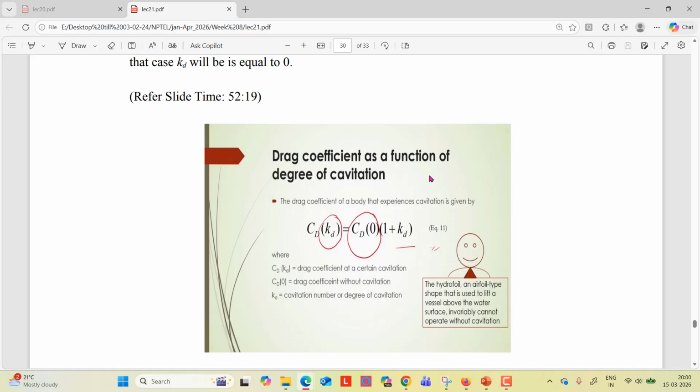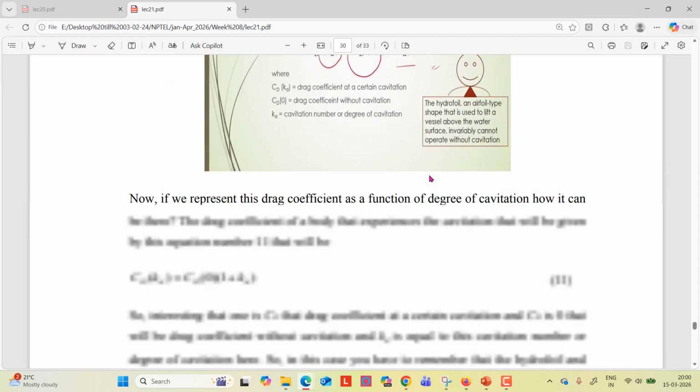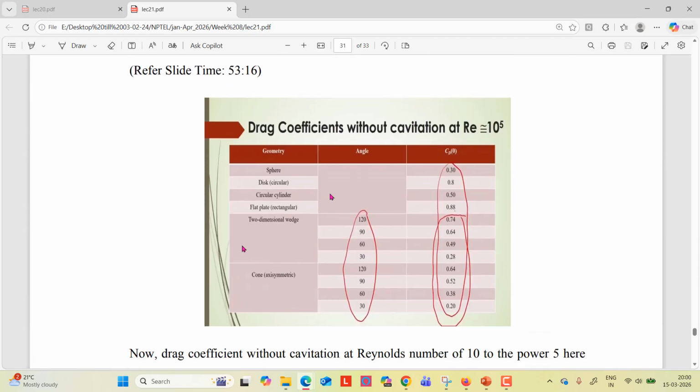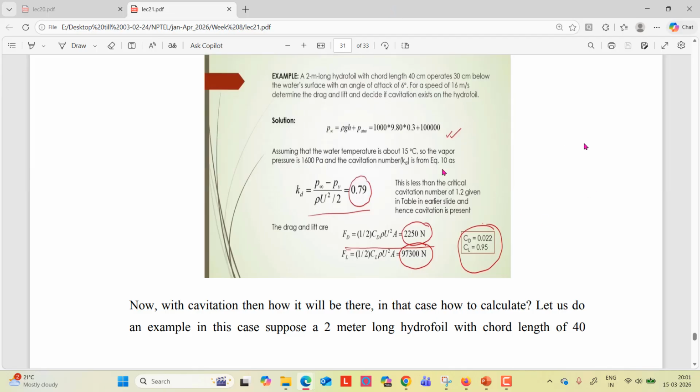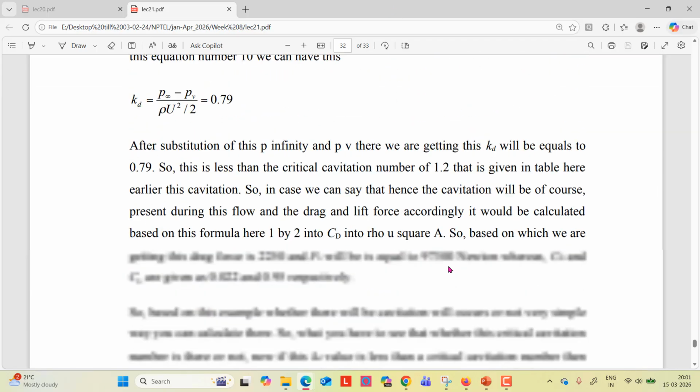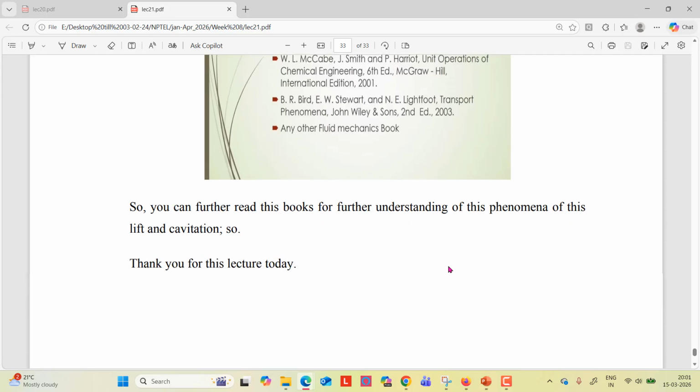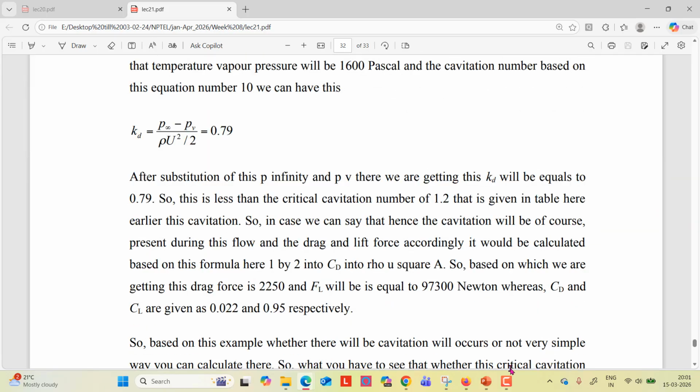The drag coefficient as a function of the degree of cavitation can be defined as CD equals CD0, the drag coefficient without cavitation, plus a cavitation term with 1 plus the cavitation number. So this is the drag coefficient without cavitation at Reynolds number equal to 10 to the power 5. Okay, I think we have understood this problem.